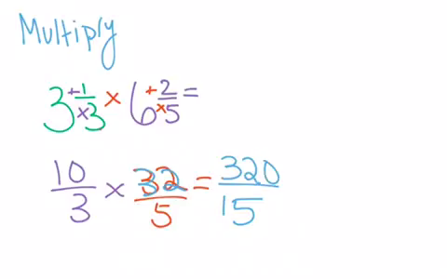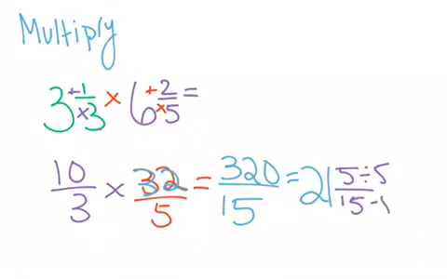All right, we need to simplify it into a mixed number. So 15 goes into 320 21 whole times. Okay, 15 times 21 is 315. So it leaves me with 5 as my remainder over 15. Now we can simplify 5 over 15. We divide by 5 on top. Divide by 5 on bottom. Okay, so our answer is going to be 21 and 1/3.